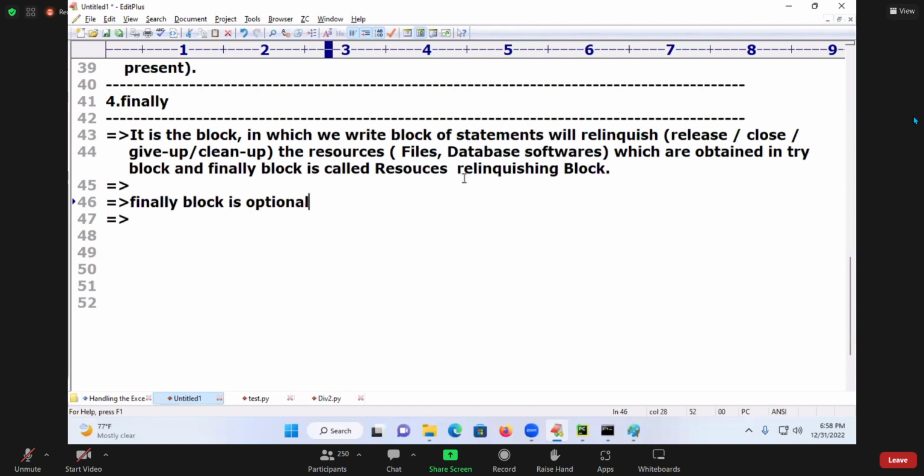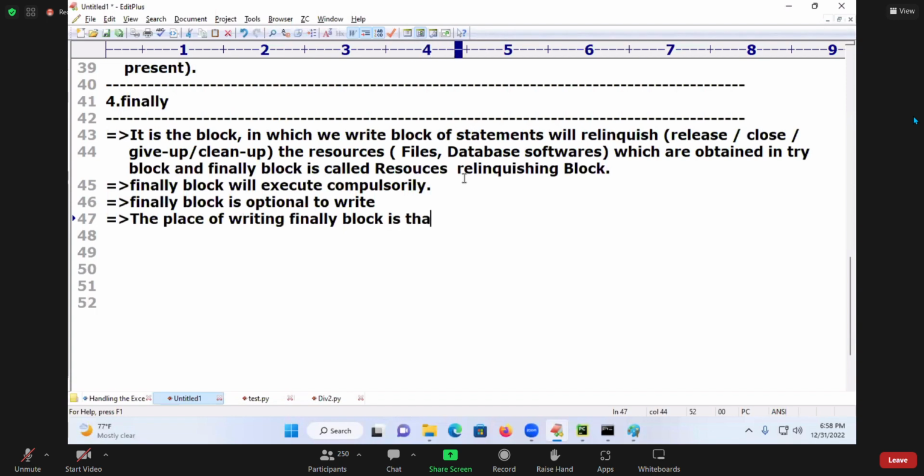So next point I am writing. Is it mandatory to write or optional to write it? Optional. So the finally block is optional to write. Next, the finally block will execute compulsorily. The finally block will execute what? Compulsorily. Did you understand this word?